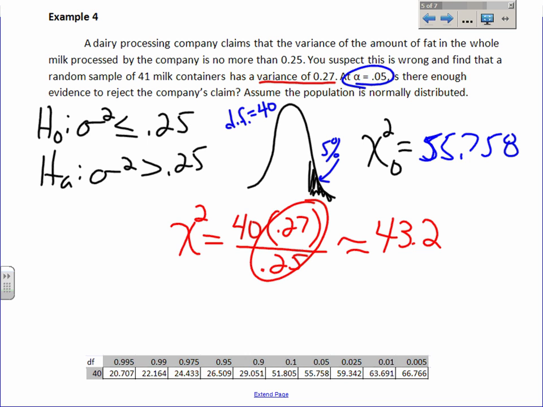And so what that means is we forgot to put where the claim was, right? The claim's right here. We talked about it, but I didn't write it down. So I do not have enough evidence to reject the null, which means I don't have enough evidence to reject the claim at a 5% level of significance.